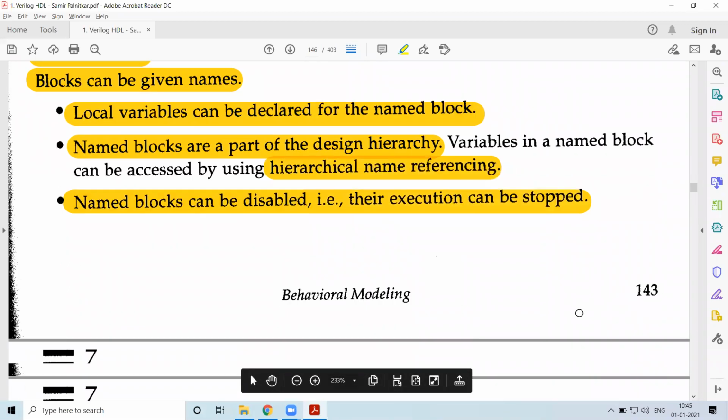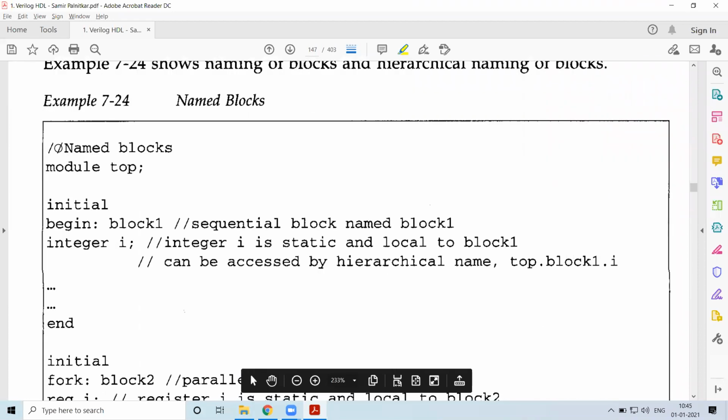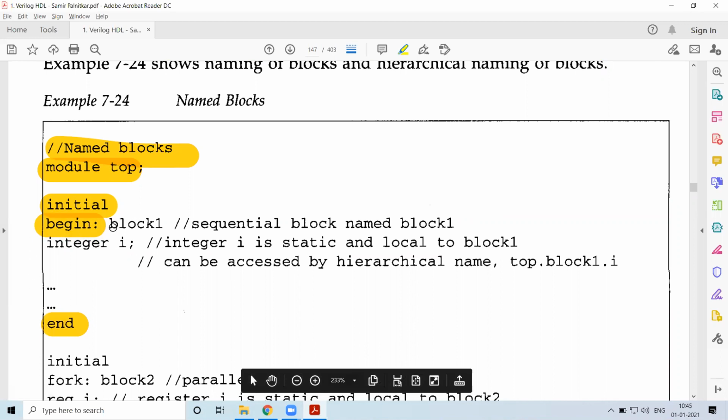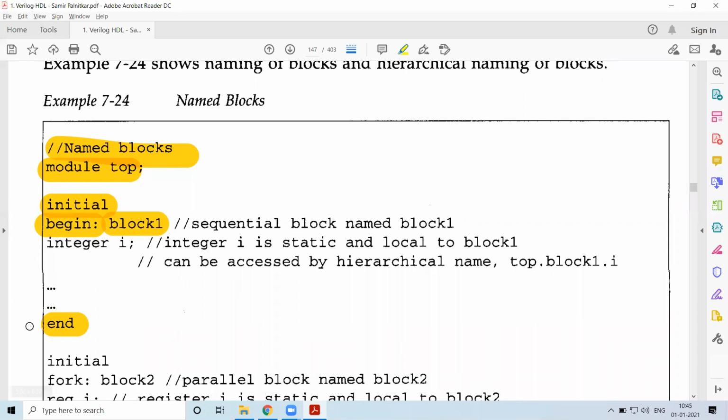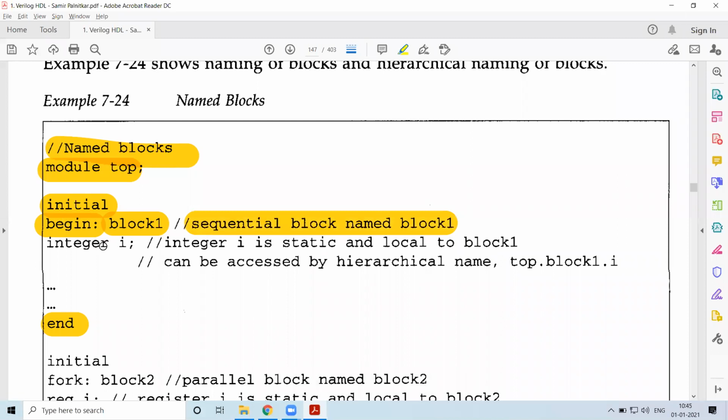That is, the execution can be stopped in between. Now here we can just see a named block. We have module top, initial. Here we have begin and end. Okay, so this is your sequential block. Now this block is given a name as block one. So this entire thing is a named block, and apart from that, it is also sequential. Therefore it is a sequential block named block one.